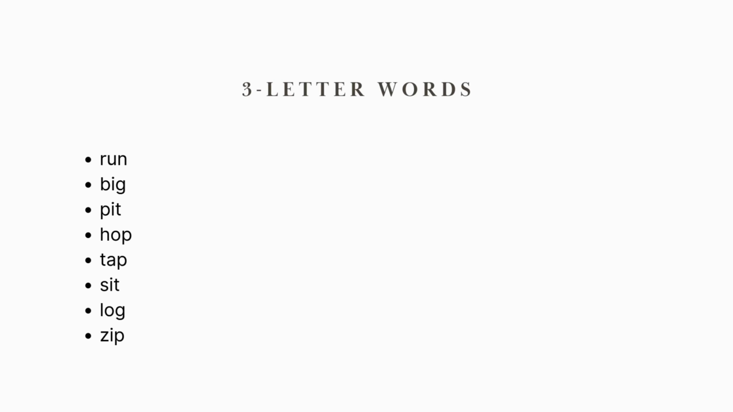So we're going to talk about the 3-letter words that are used in the passage that we're going to be using with our students. Again, at this point, this particular lesson that we're going to go over today is for students who developmentally know short vowel sounds. They have gone over all of the short vowel sound words, 3-letter words. They would have the short U, A, E, I, O, all 5, right? And so examples are run, big, pit, hop, tap, sit, log, zip.